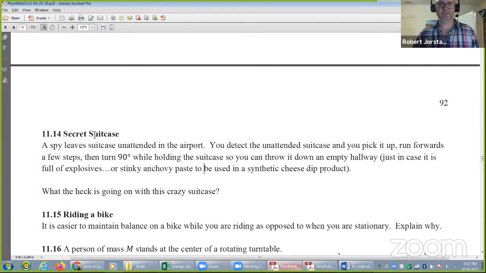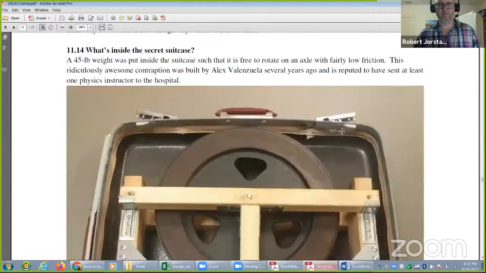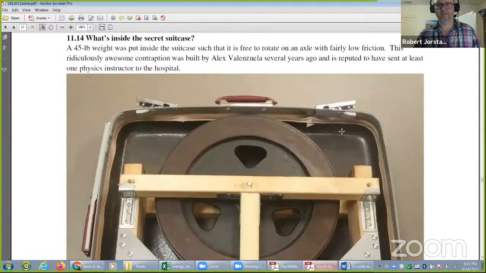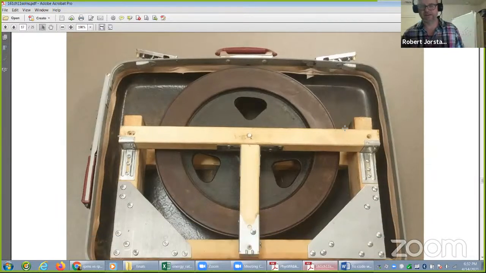Oh man, secret suitcase is another really fun one. This is one of my favorites in class. We sent Linda to the hospital a few years back with this demo. This is a 45-pound flywheel hidden inside a suitcase. This is kind of interesting, so let's talk about it.